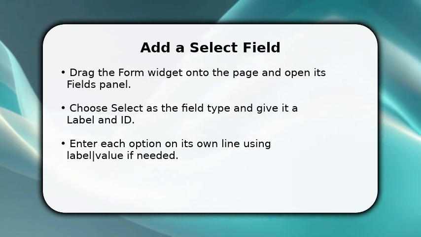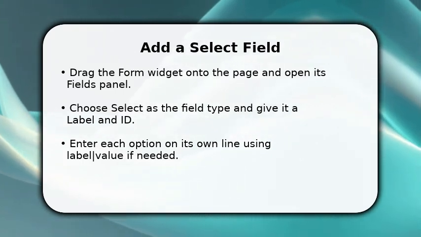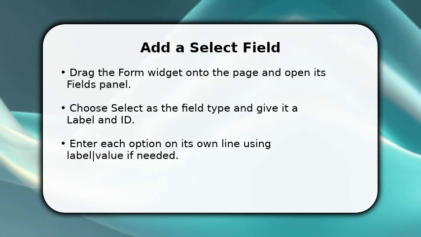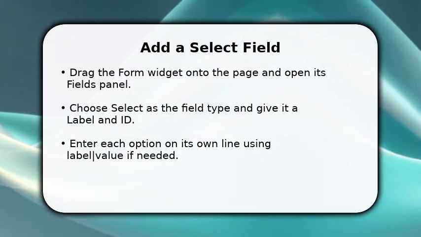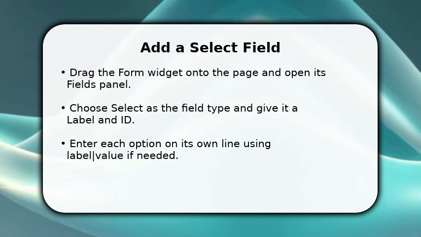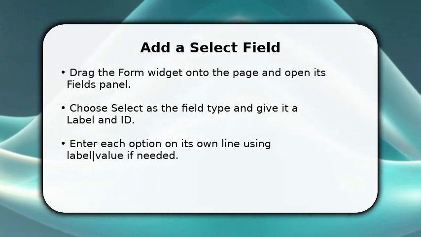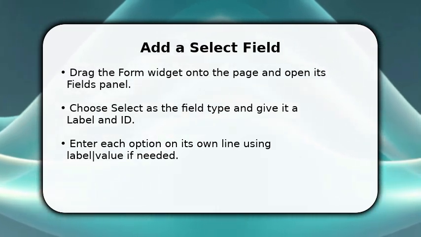Enter each option on its own line or use label|value format when you need different stored values. For example, red|red, blue|blue, green|green. Set placeholder text and toggle required if users must choose an option before submitting.